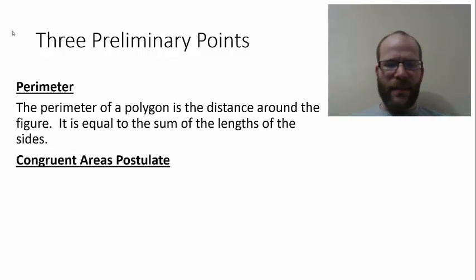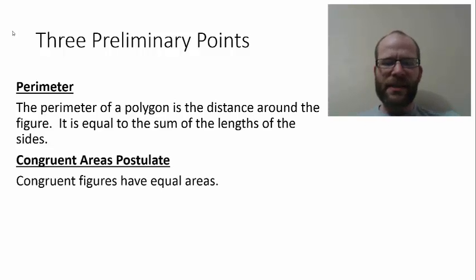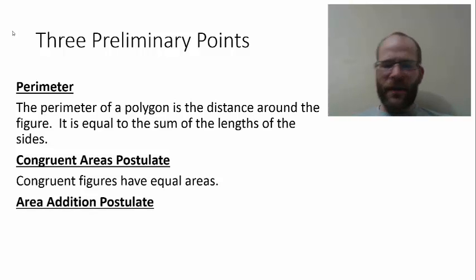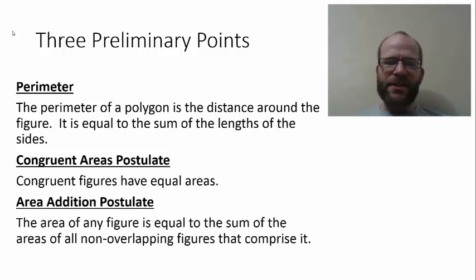Second thing, the congruent areas postulate, simply says that congruent figures have equal areas. We should anticipate that. We know that congruent figures have the exact same size and shape. They are exactly the same in every regard, and so we would expect their areas to be the same as well. Third point is called the area addition postulate.